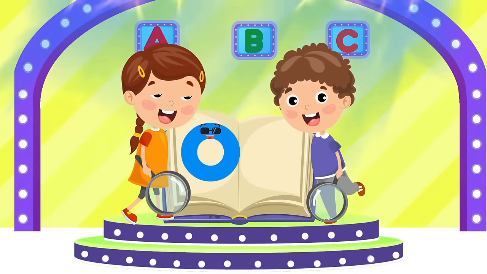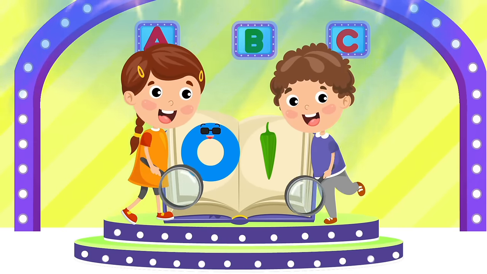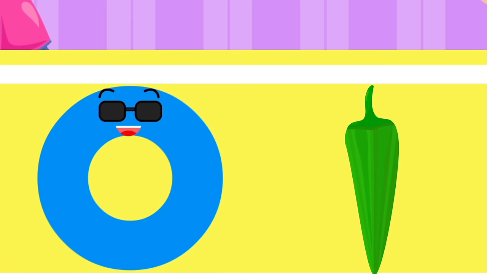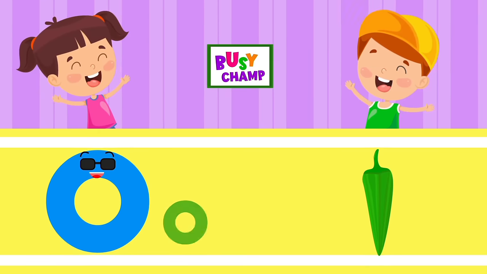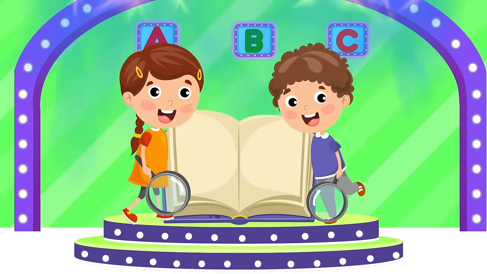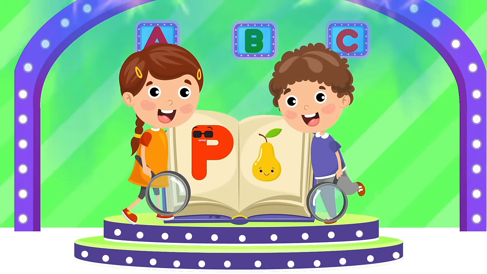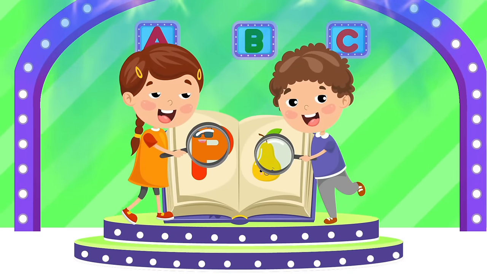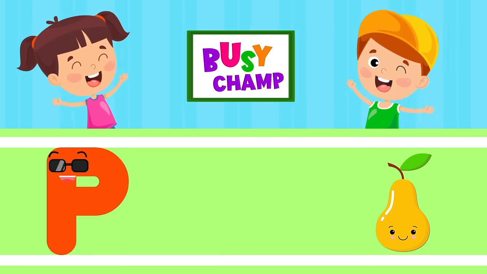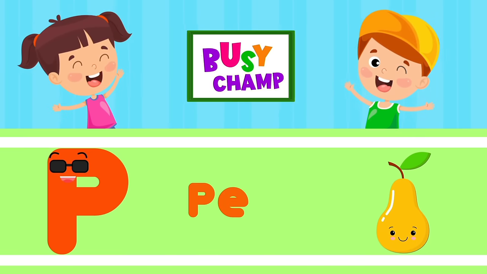It's alphabet O. Okra starts with O. This is alphabet P. Pear. Pear starts with P.